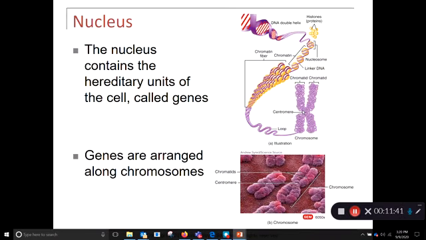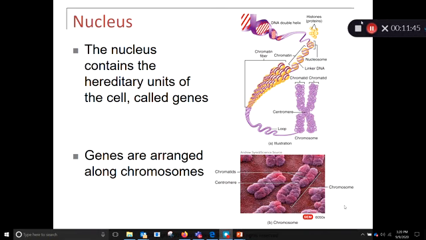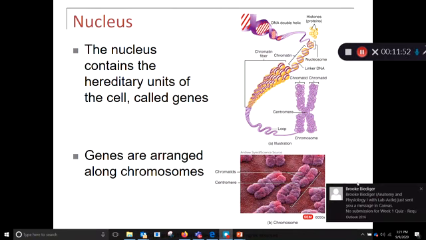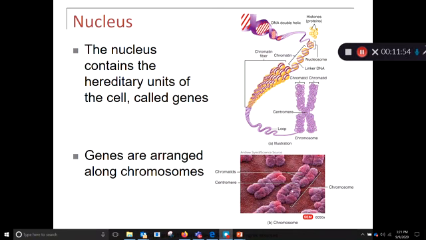Now, there are some terms I should hit on really quick before I move on, and that is that these are chromosomes. One X is called a chromosome. One side of an X is called a chromatid. That's going to be important. A centromere is just the center of that chromosome.